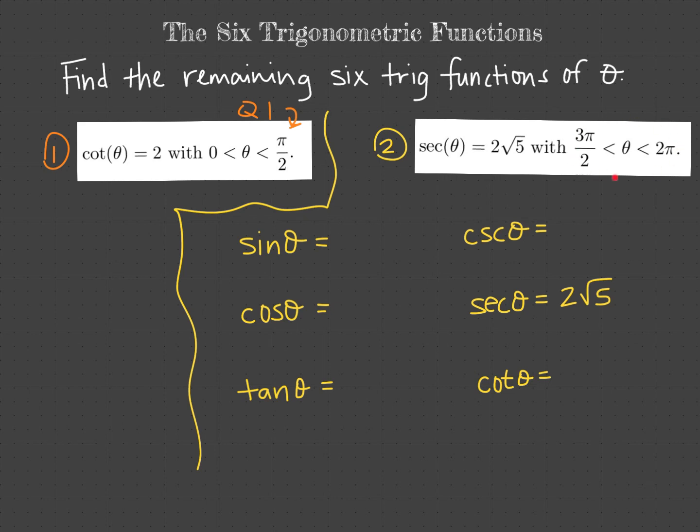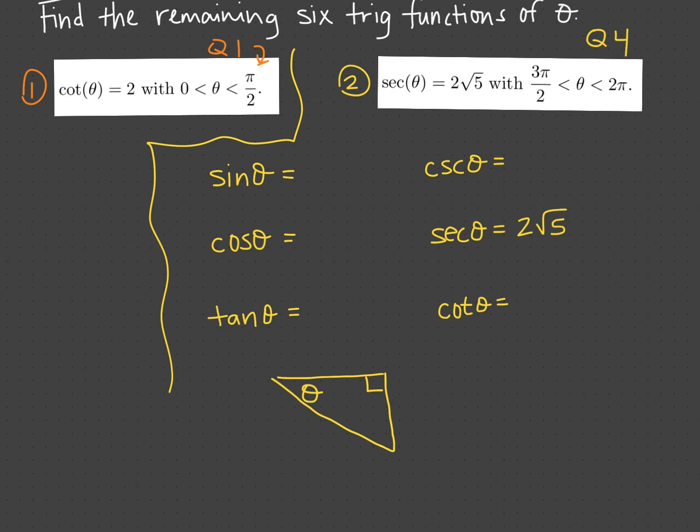This information over here tells us that theta is in between 3 pi over 2 and 2 pi. That is giving us the information that we are in quadrant 4. I'm going to write the secant as 2 root 5 over 1. We know that the secant is the reciprocal of cosine. So since cosine is adjacent over hypotenuse, secant is hypotenuse over adjacent.